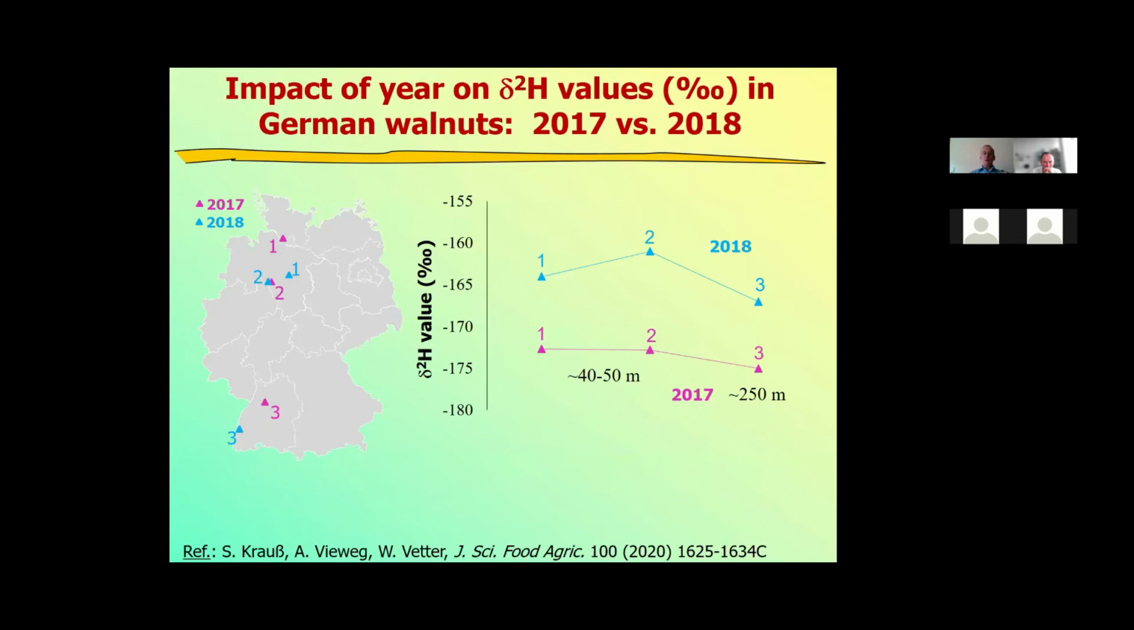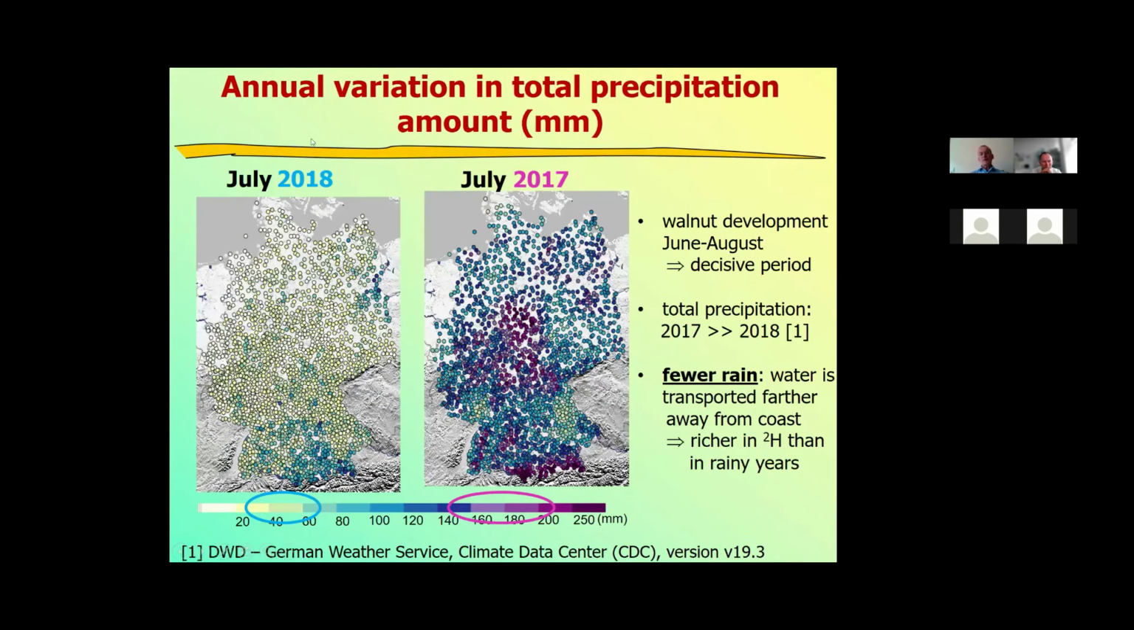And you might think, okay, what can you do with the delta 2H values if you have such a variation from year to year? But you can consider that, because if you look at the rain data from the German Weather Service, you see that in 2017, it was much more raining. And if you have less rain, the water is transported farther from the coast, and then it is depleted in 2H at the same place. So this is very important, that you also consider these points in order to interpret the hydrogen isotopes.